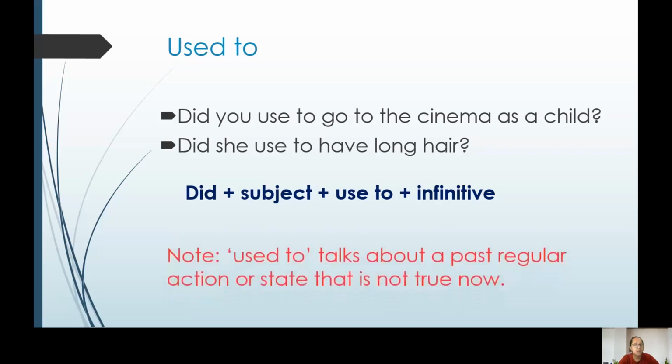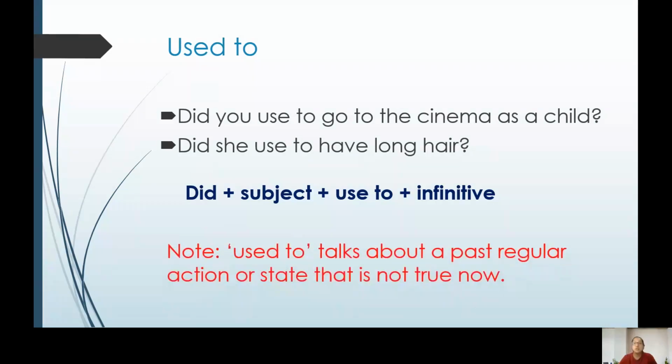It's also important to note that we use used to talk about regular actions in the past or past states that aren't true now. So she used to have long hair. She doesn't have long hair now. She used to walk to school. Well, now she takes the bus or she drives, or maybe she has finished school, so it's no longer true.